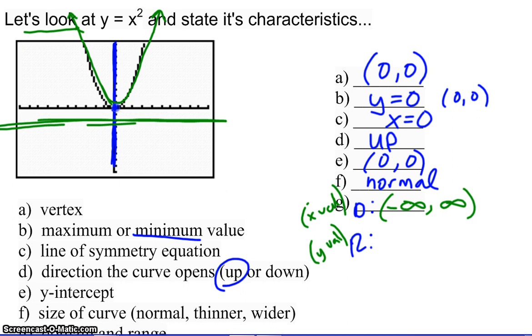And as far as the range, we're talking about the y values. Well, what are the possible y values? There are no y values down here. It doesn't even start until 0. So the starting range value is 0, and then it will continue up forever. So it goes from 0 all the way up to infinity.